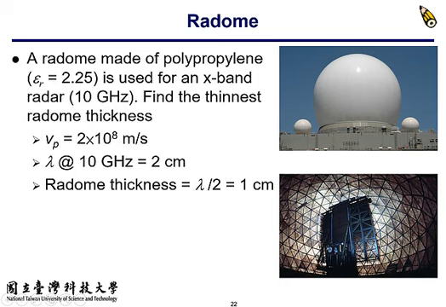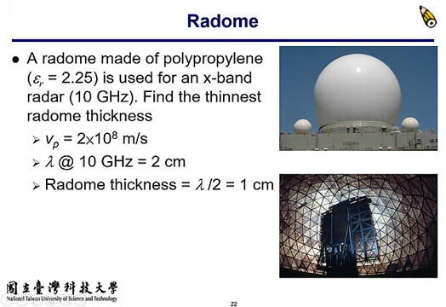Here is an exercise: a radome made of polypropylene, which has a relative permittivity of 2.25, is used for an X-band radar that is about 10 gigahertz. Find the thinnest radome thickness applicable for this radome design. So this is the radome looking from the inside, and here's the radome looking from the outside. This is the radome looking from the inside. So you are supposed to have a rotating antenna within the radome.